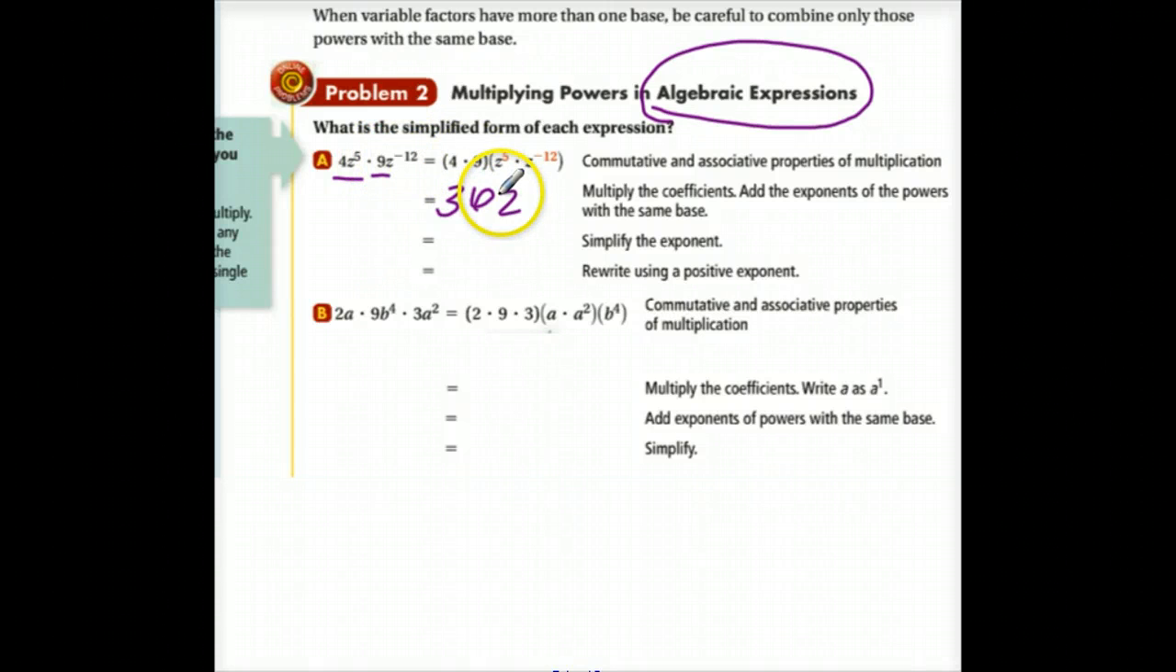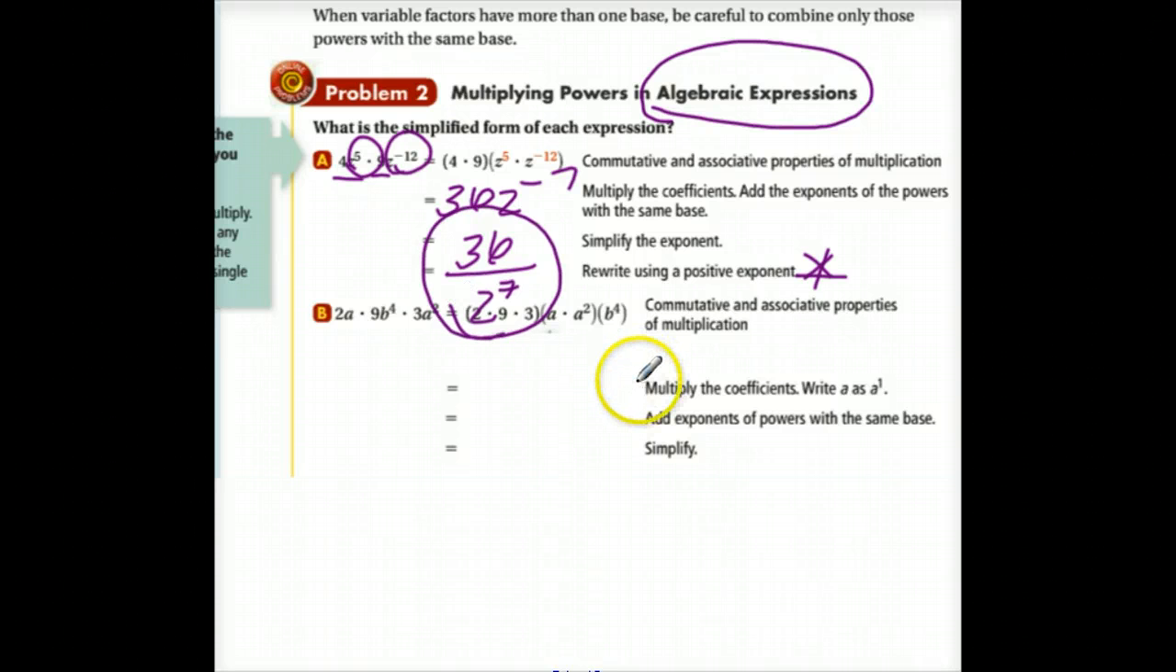Well, it has the same base. I'm going to add the exponents. 5 plus the negative 12, I'm going to get negative 7. 36z to the negative 7. Now, finally, to simplify this, I can rewrite it using a positive exponent. 36 will stay on top. And z to the negative 7th, I can put on the bottom so that my exponent becomes positive. So there's my final answer, 36 over z to the 7th.